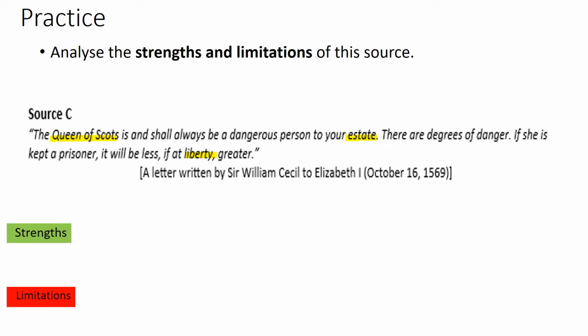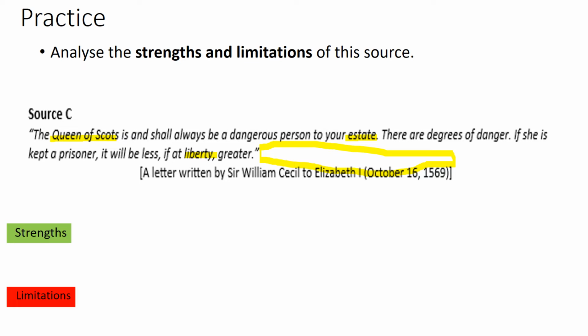But there's something that William Cecil isn't saying. He's hiding something within his text. He's planting an idea in the mind of Elizabeth. It's almost as though there's some text missing right about here. It's almost as though he's saying, if you keep her in jail, she'll be less of a threat. If you let her free, she'll be a big threat. And if you do this, she will not be a threat at all. And we can see that William Cecil is starting to infer that Elizabeth should consider executing Mary, Queen of Scots.